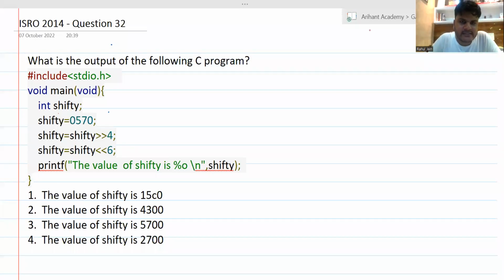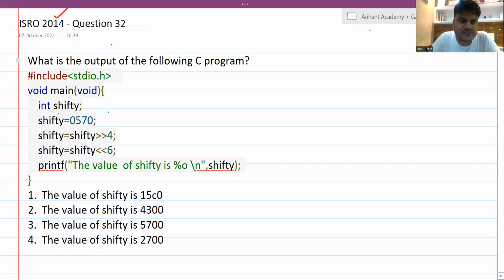Hello everyone, in this video we are going to discuss one of the most important questions of ISRO 2014, which is very tricky, logical and very interesting. See here, the question is: what is the output of the following C program? The question is very simple.